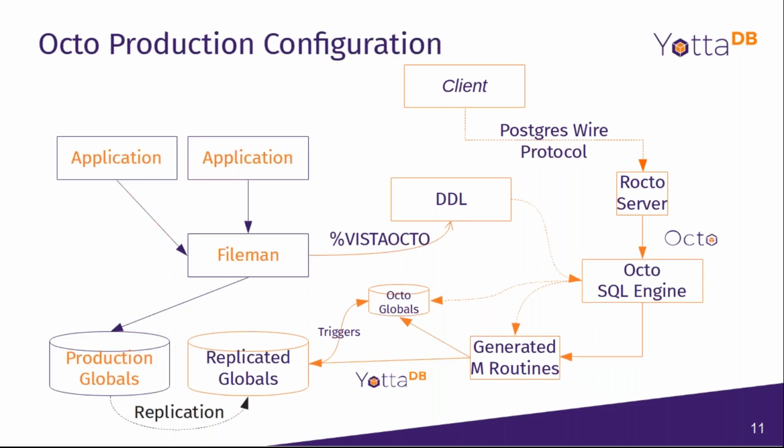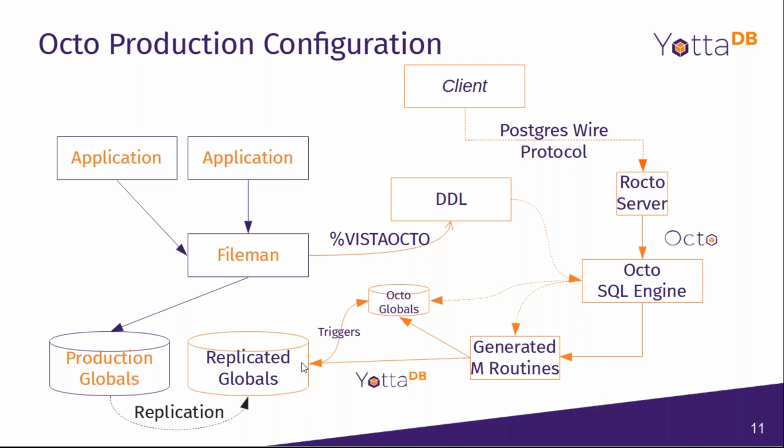In a production configuration, what we add is this piece down here, the replication. So rather than Octo actually impacting your production workload and your production globals, what we recommend is to use something called SI replication. It puts it in a separate database on a separate machine, and it's on that machine that you actually talk to Octo. So what's SI replication, Sam?